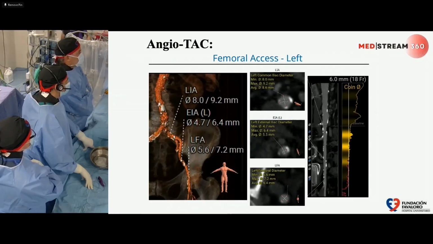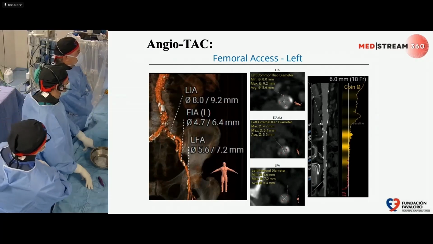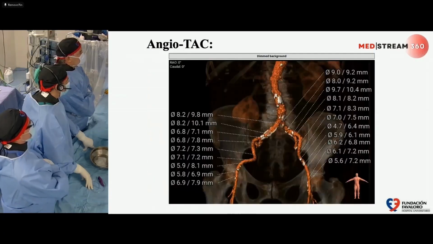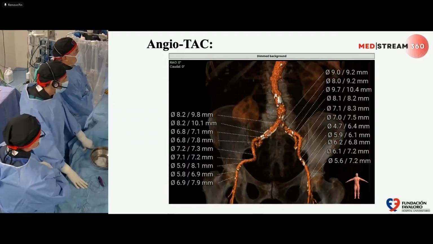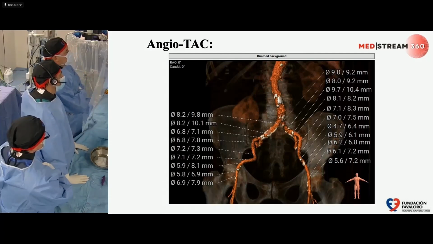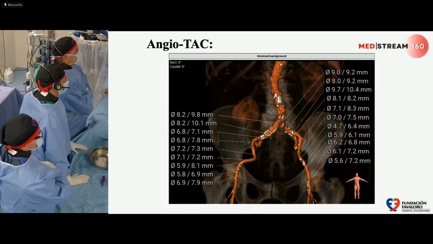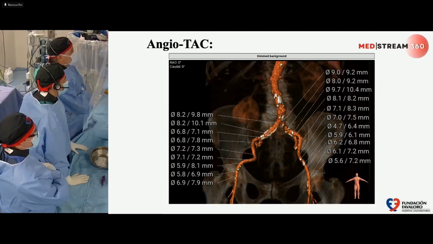This is the left, where Dr. Fava has already done the puncture and also the venous access. Next, just in case we need a pacemaker. And this is the complete iliac arteries and also the abdominal aorta evaluation. Some calcium, but not that severe. Next.